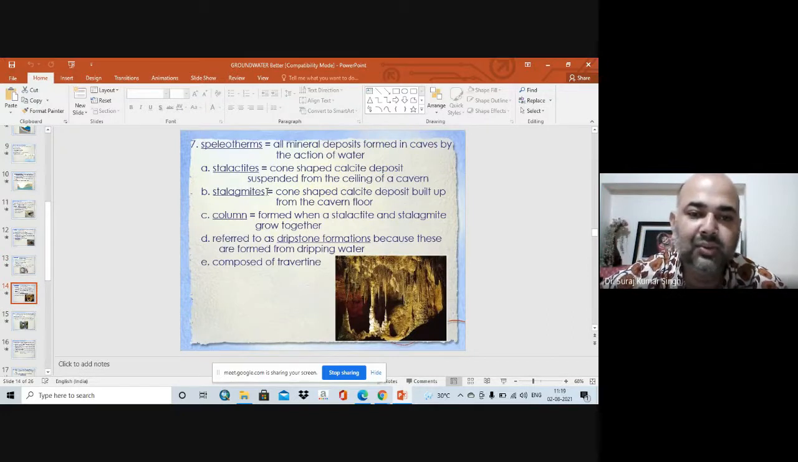Then you have got speleothems, that are all mineral deposits formed in caves by the action of water. Then you have got stalactites, that is a cone-shaped calcite deposit suspended from the ceiling of a cavern. Then you have got stalagmites, that is a cone-shaped calcite deposit built up from the cavern floor. Then you have columns, formed when a stalactite and stalagmite grow together. They are referred to as dripstone formations because they are formed from dripping water.